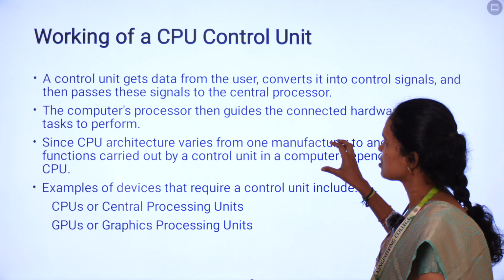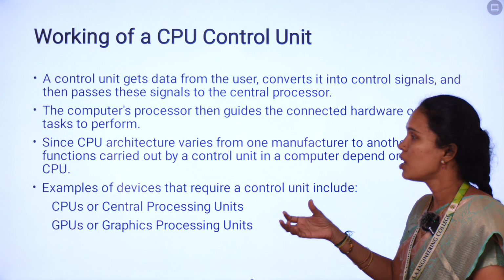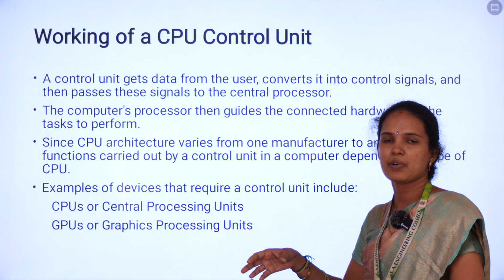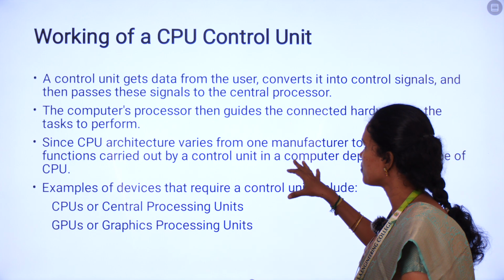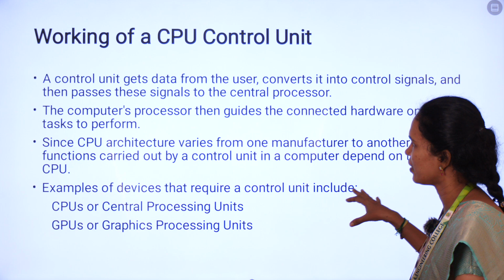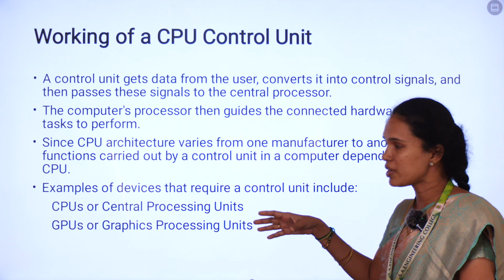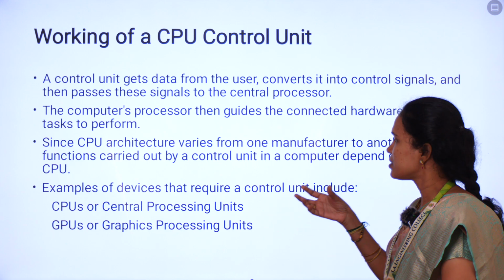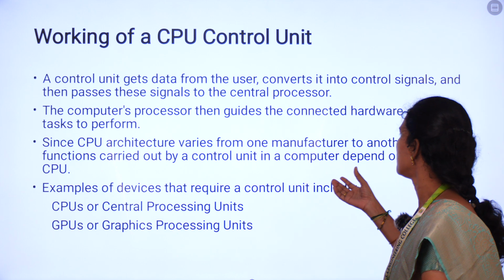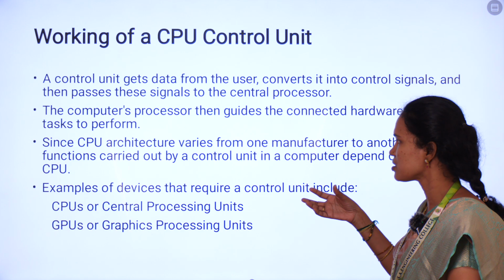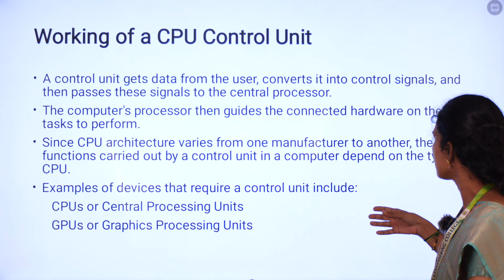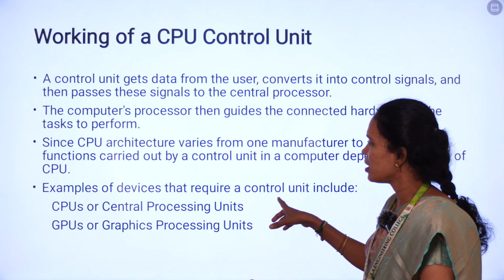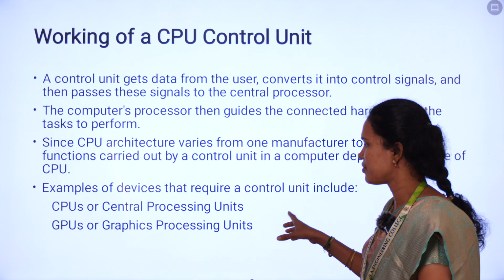After that, the computer processor guides where it has to go. That is, it will connect to the hardware on the task to perform. What task it has to perform is taken care of by the computer processor, and it will guide the connected hardware. The CPU architecture will not be the same for all control units or all systems. It varies from system to system, maybe from one manufacturer to another. The functions carried out by the control unit in a computer depend upon the type of CPU they are using. It may vary, whether it is a central processing unit or a graphical processing unit.